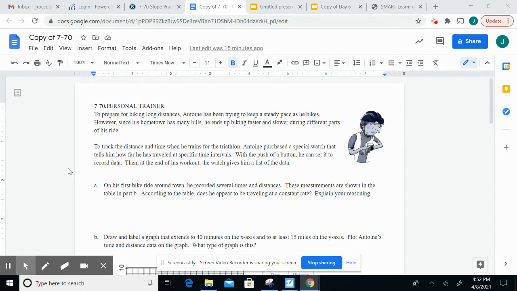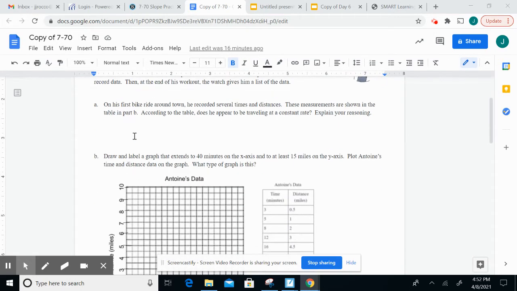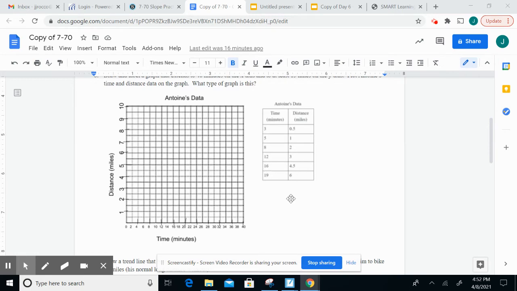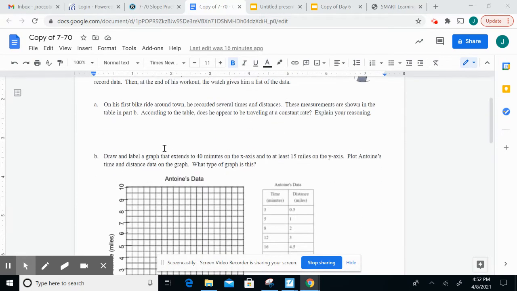It probably does something like this, where he's going to push a button and it's going to record data based on his time and how far away from his starting point he is. And so at the end of the workout, the data comes out, and here's the data down here in the table. Okay. And so question A is asking, on his bike ride around town, he recorded several different times.